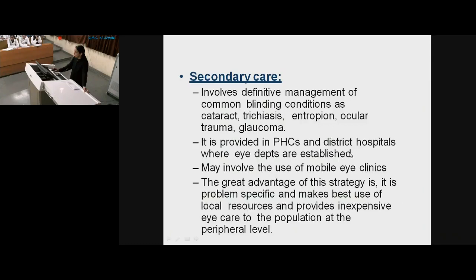It is provided in PHC and district hospitals where eye departments are established. It may involve the use of mobile eye clinics also, in peripheral parts or where these facilities are not available or in hard to reach areas. The great advantage of this strategy is it is problem specific, makes best use of local resources, and provides inexpensive eye care to the population of the periphery.